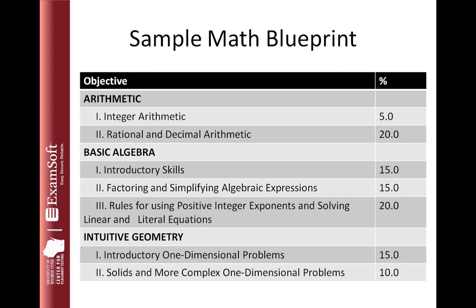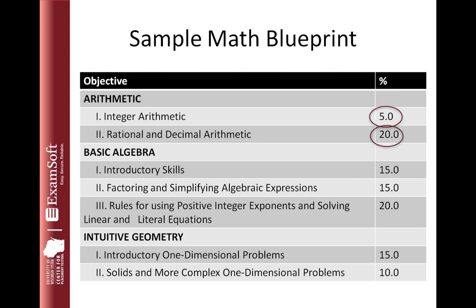So this is a sample blueprint from our basic math section of our math test here in the office. And you'll see on the left-hand column each individual objective or the skill that we want to test is listed. And then in the right-hand column, we have the percentage of the test that will fall under each of these objectives. So for example, we say that 5% of our test should come from integer arithmetic. So we're talking about a 20-item test. This means that we're only going to have one item that measures integer arithmetic.